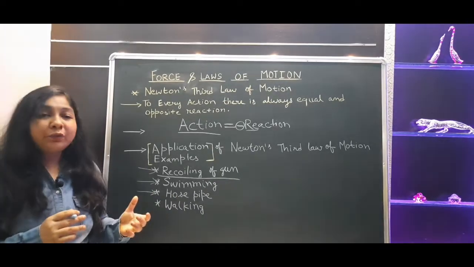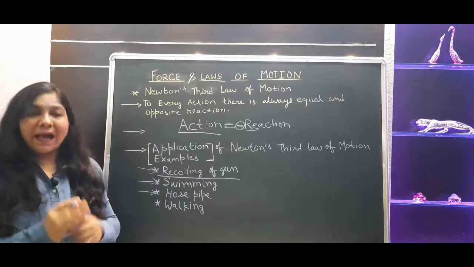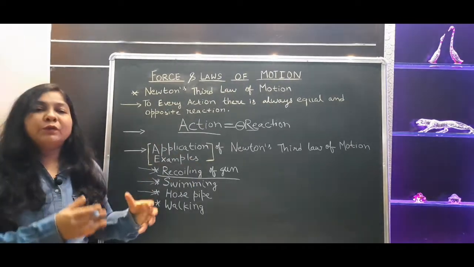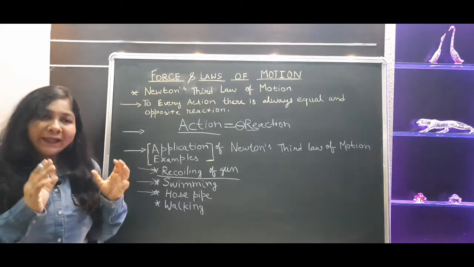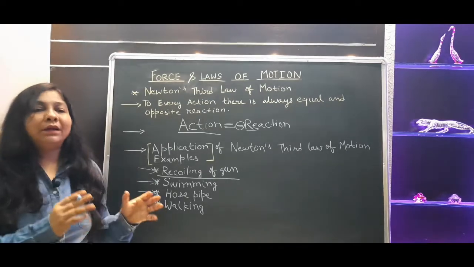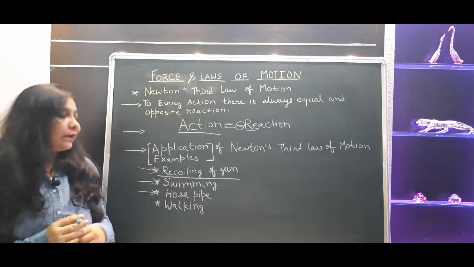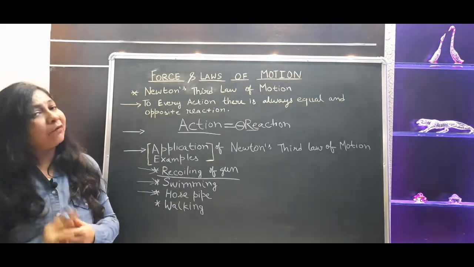So why do we need to do this? Because water is moving in the forward direction. This is the action, so obviously the hose pipe will also tend to move in the backward direction. To catch it firmly is very important, otherwise we will not be able to handle the hose pipe at that time, right? So here also you can observe the phenomenon of Newton's third law of motion.